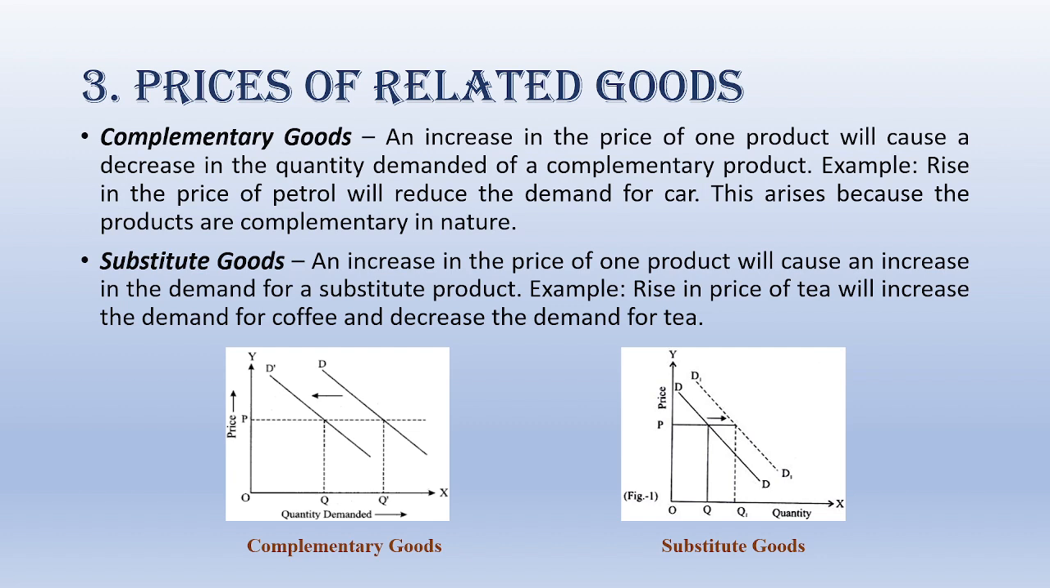On the other hand, in the case of substitute goods, the increase in the price of one product will increase the demand for the substitute product. Like if the price of tea rises, people will shift their demand from tea to coffee because the coffee price is still the same. In that case, the quantity of coffee demanded will increase, and that is why the demand curve will shift from DD to D1 D1, implying a rightward shift.